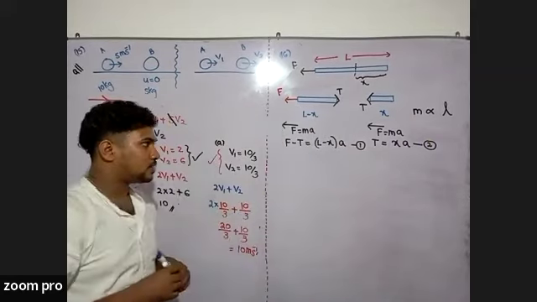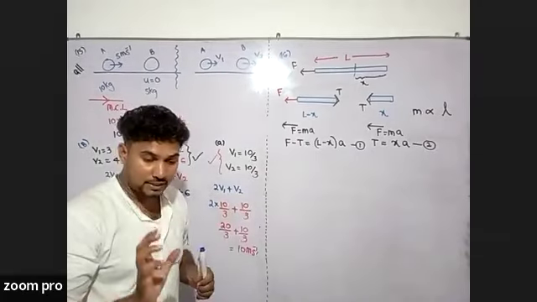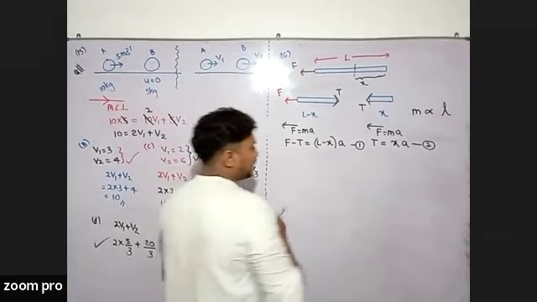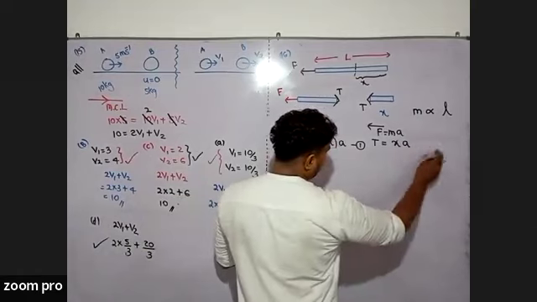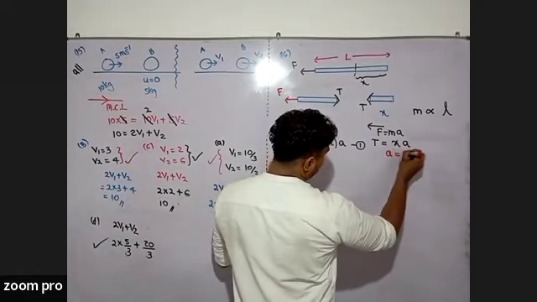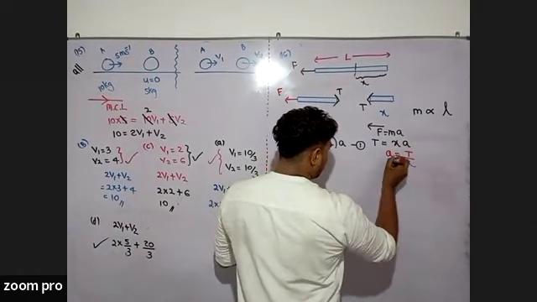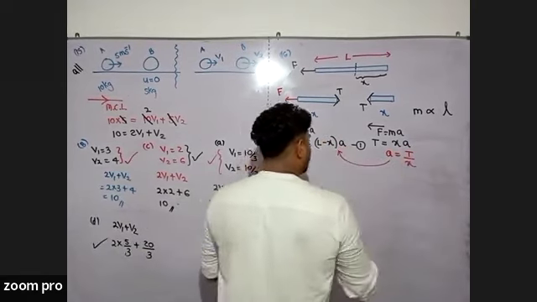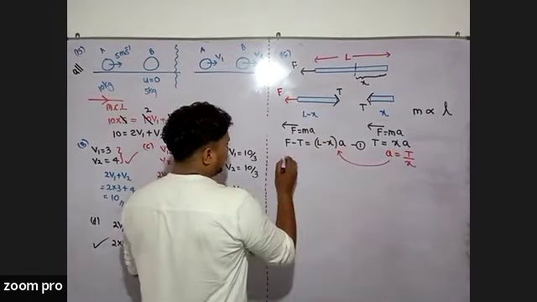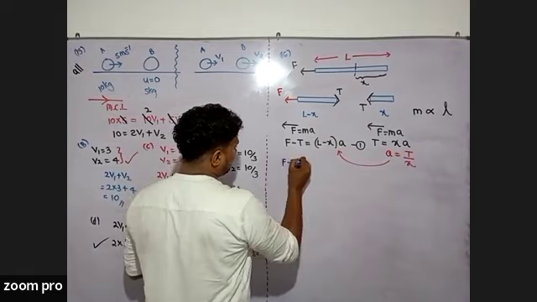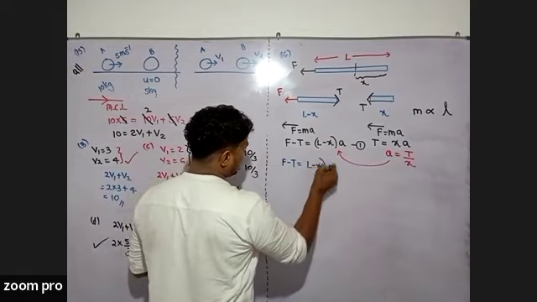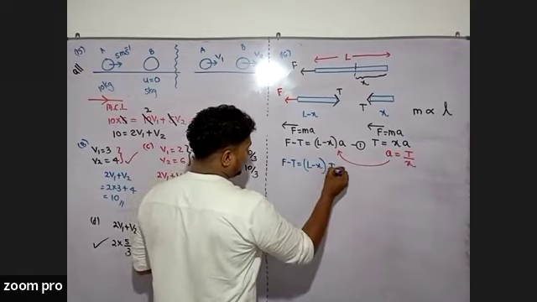So now we are asked to find the tension, isn't it? So I think it's better to obtain a value for a in terms of T. And next, let's substitute this value into the first equation. Then F minus T equal to (L minus x) into T over x.